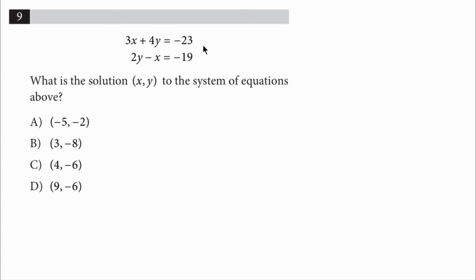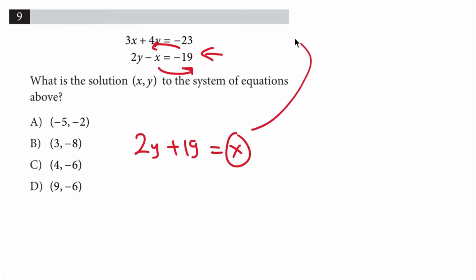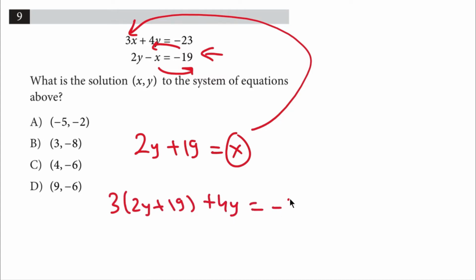So let me first solve for x from this equation right here. Let me throw x to the other side and 19 to the other side. So 2y plus 19 is equal to x. This is what I get. Now let me plug this x right here. Instead of x, I will say 3 times (2y plus 19) plus 4y is all equal to negative 23.